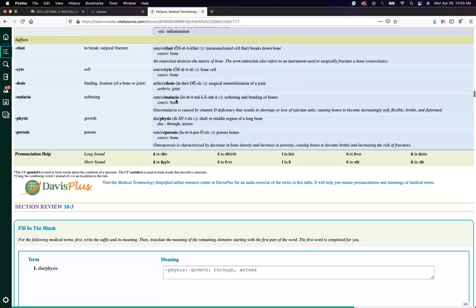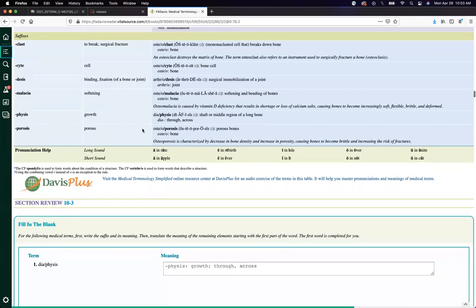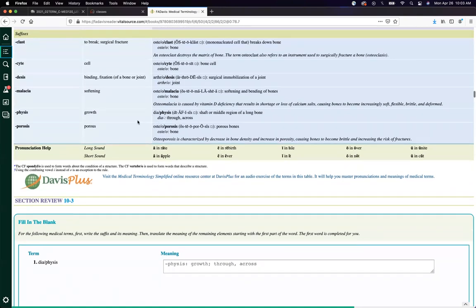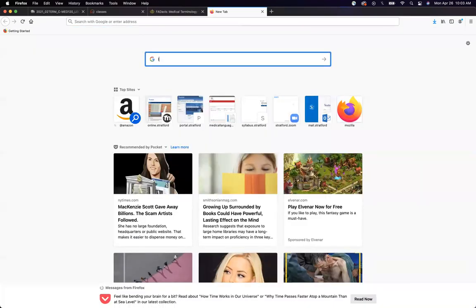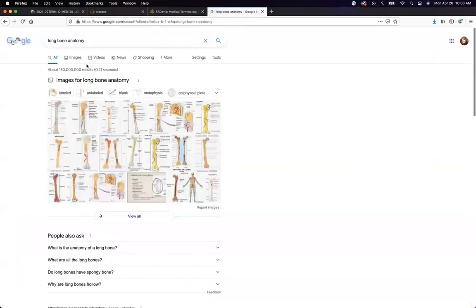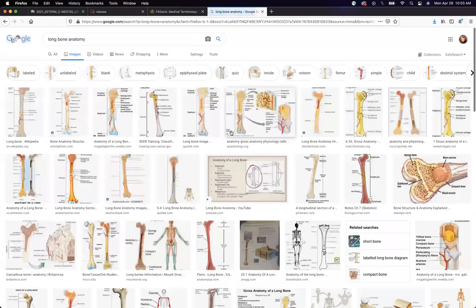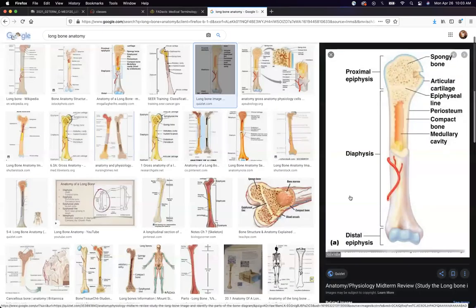Osteomalacia. Mal means bad formation or softening of the bone. That also happens if your diet isn't good and you don't get enough calcium, enough magnesium in your diet. Diaphysis is the long part of the bone. If you look at a long bone, this is your diaphysis, the long part.